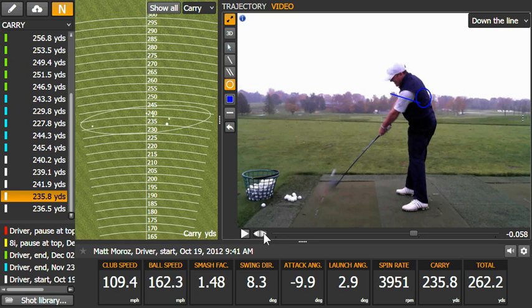And as it comes down to impact, you can see the hands are away from the body, that left foot's still down, so not really turning as much as he could with his body, very, very handsy. So I wanted to work on changing the transition at the top and getting this player to shallow out and come more from the inside.